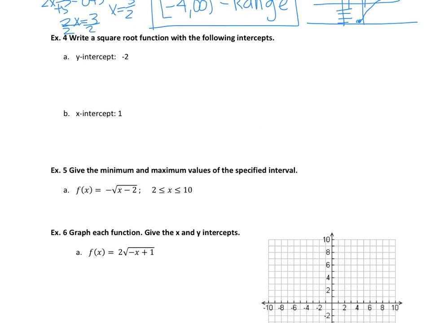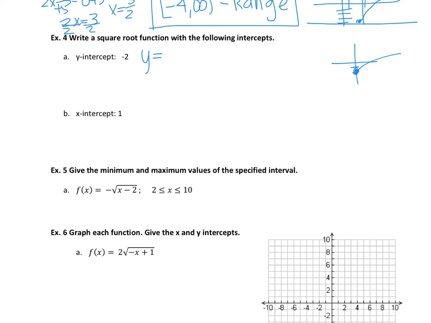Now, this is one other thing that we're going to use. It's going to give us y-intercepts or x-intercepts and ask us to produce a square root function that satisfies that. So if I come over here and just draw a rough sketch, and I know that I've got a y-intercept of -2, roughly that's what it would look like.